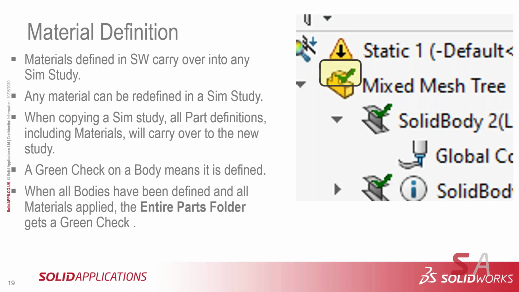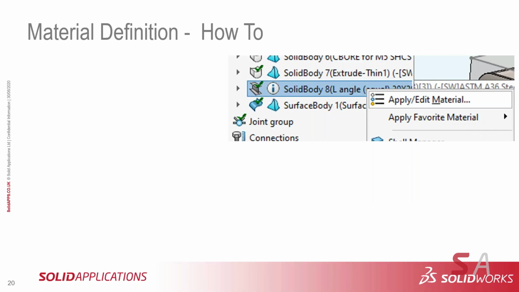Okay, good to know. So you run your study, it says material isn't defined or thickness is not defined for one or more bodies. That just means, oh, let me go back and look at my parts folder, find out who's missing what. You might have defined a material, but maybe you didn't define a thickness on a shell. Oops, just go define it.